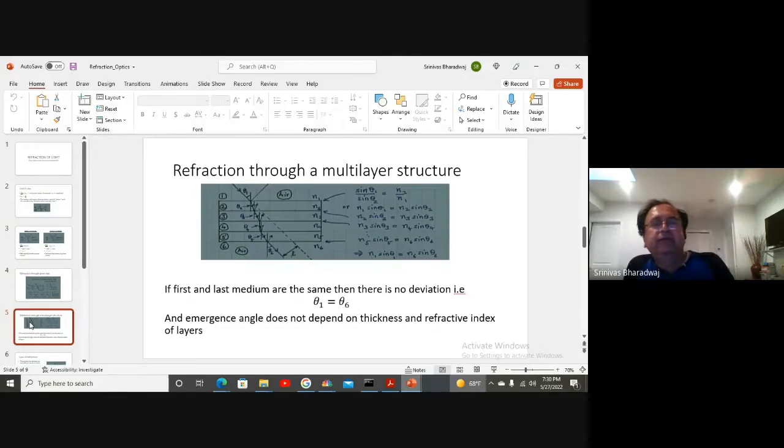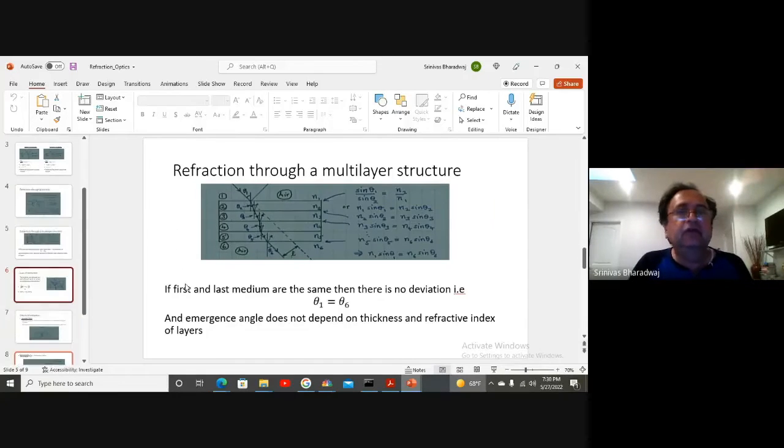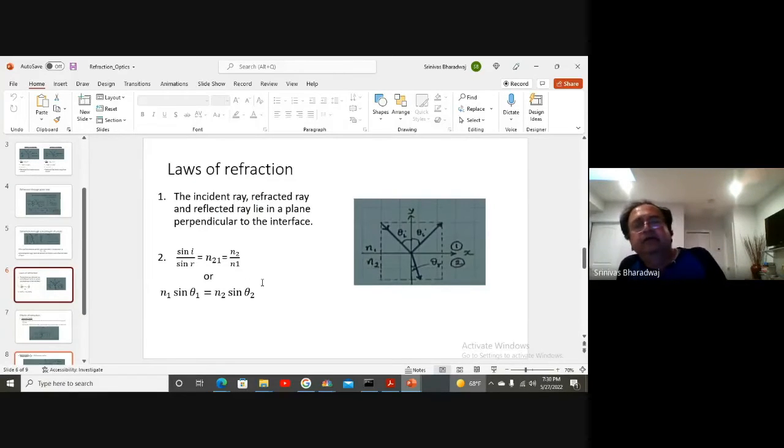If you have multiple layers, it will refract, and at the other side you will have theta 1 equals theta 6. Now, if you look at fiber optics, they use this. They have two types of fiber optics: step index fiber and graded index fiber. In a graded index fiber there will be a lot of refractions, and the light moves parallel, theta 1 equals theta 6. So the law of refraction: sine I by sine R equals N2 by N1.